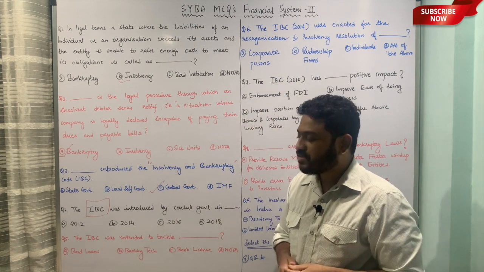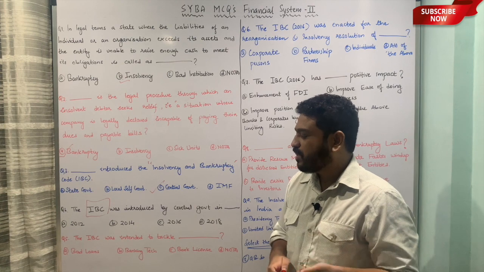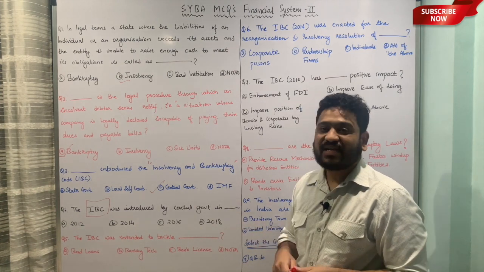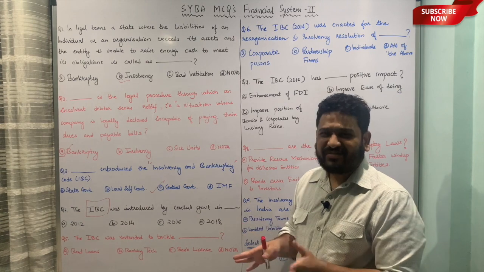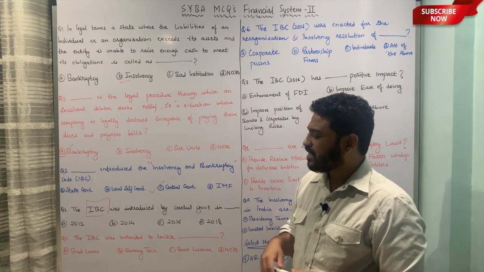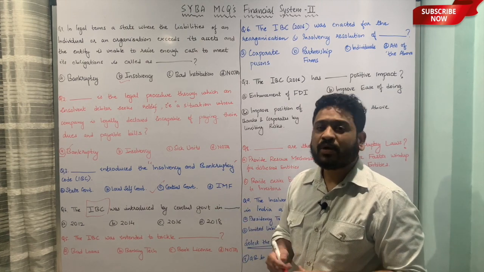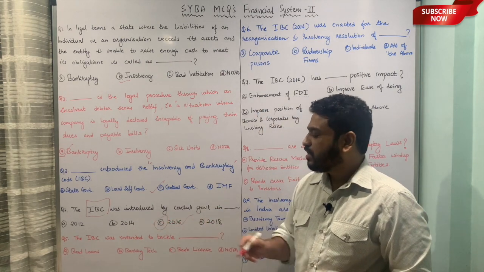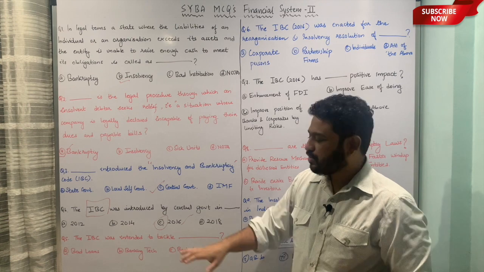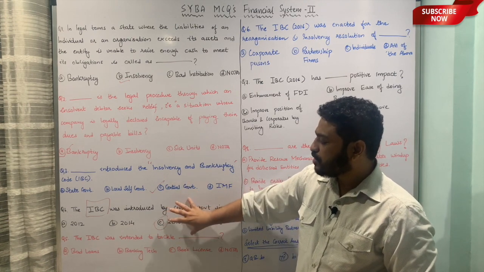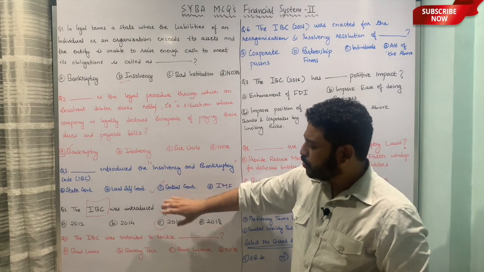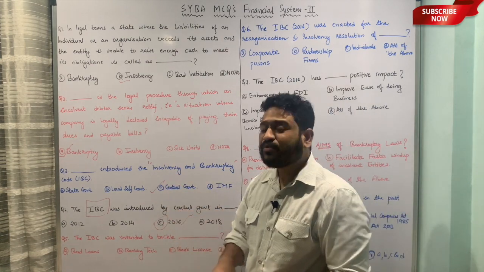The options are A, 2012, B, 2014, C, 2016, and D, 2018. So here a very factual sort of question. IBC, that is the Insolvency and Bankruptcy Code, was introduced in the year 2016, and therefore option C, 2016, is the correct answer to this particular question. So it was introduced in 2016 by the central government. I hope both these questions are clear. Let us now move to the next one.